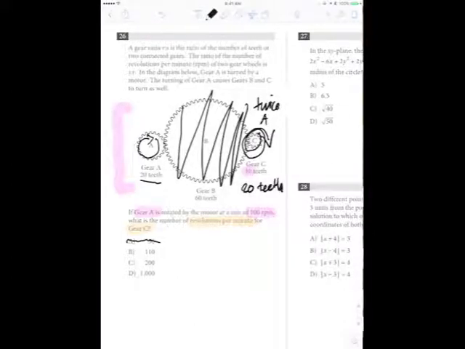We have one more step to go. The problem gave us that gear A was going at 100 RPM, and we now know that gear C is going twice that, so the answer is C, 200 RPM for gear C. Good work.